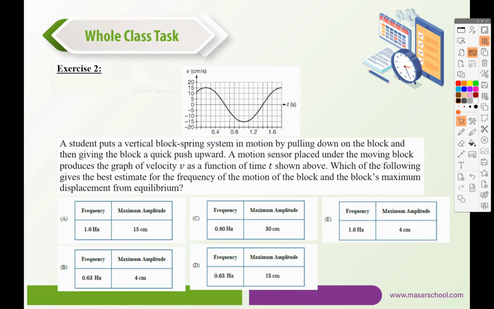Now exercise 2. A student puts a vertical block spring system in motion by pulling down on the block and then giving the block a quick push upward. A motion sensor placed under the moving block produces the graph of velocity v as a function of time t shown above. Which of the following gives the best estimate of the frequency of the motion of the block and the block's maximum displacement from equilibrium?